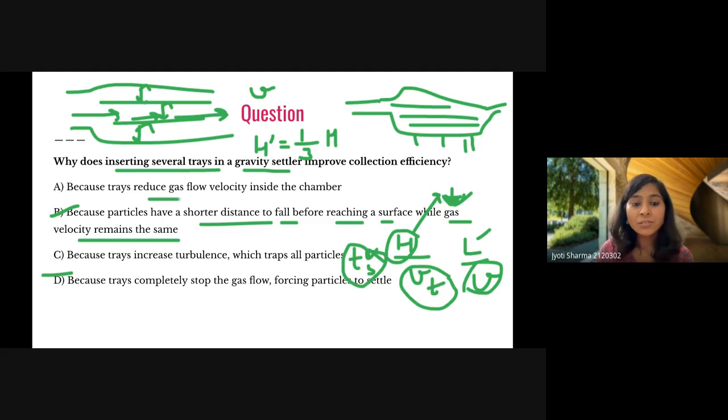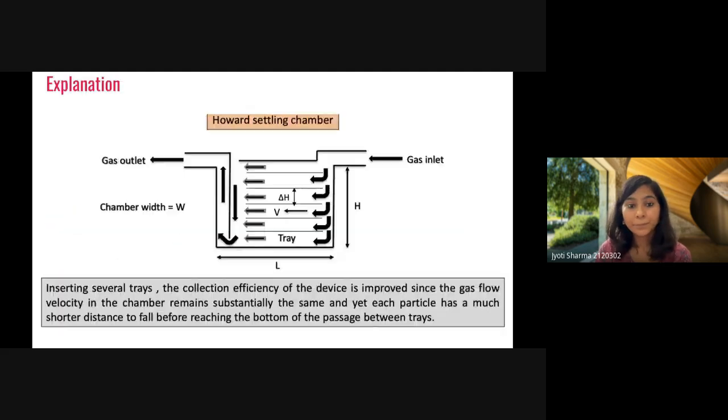The option said trays reduce the gas flow velocity inside the chamber. No, the velocity of the gas will be the same, but we are doing some manipulation in the settling time because we are reducing the time. So that's how B is the right answer. Just see here, initially it was H, but if we insert some trays, then this will be del H, right?